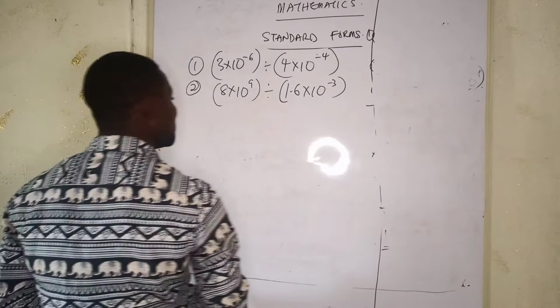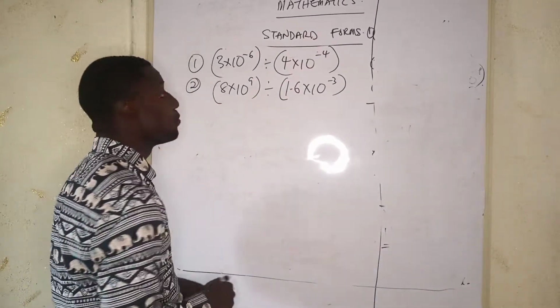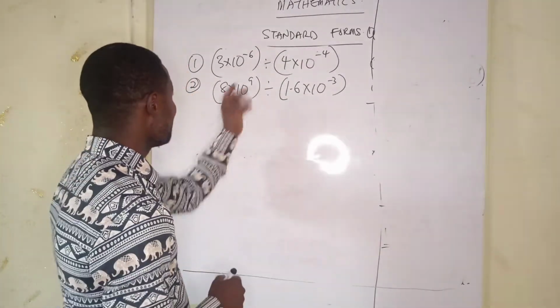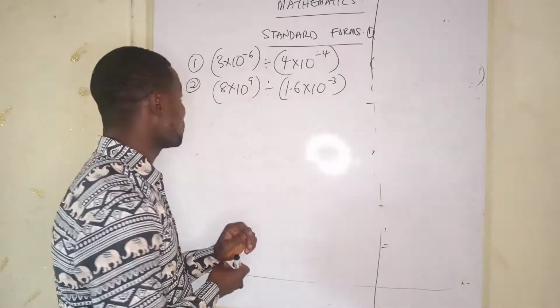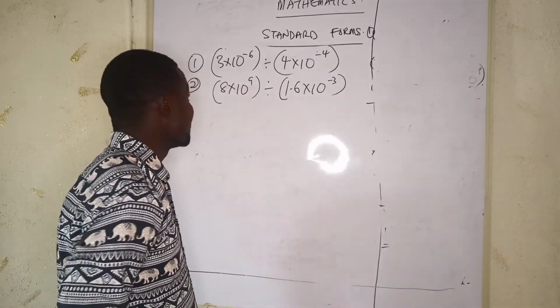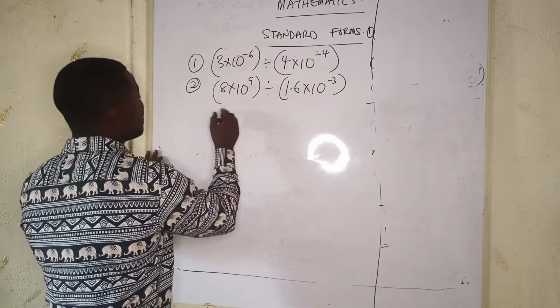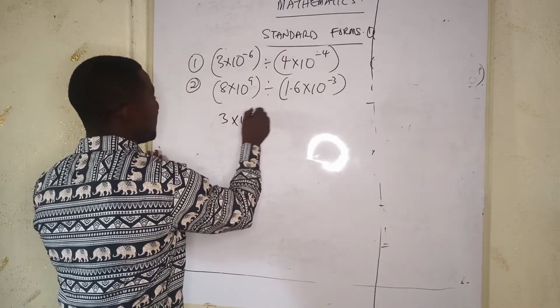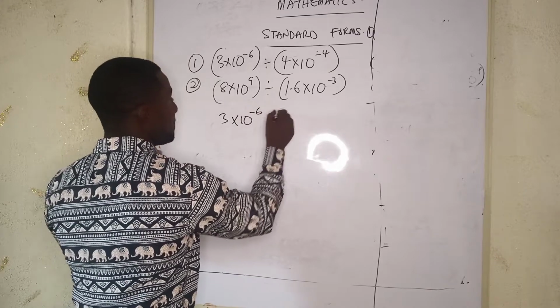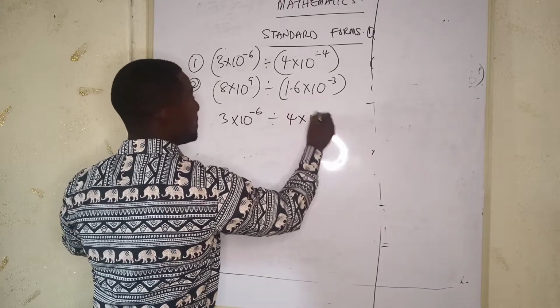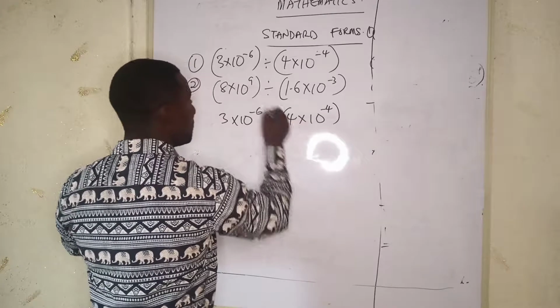Okay, these are the 2 questions we'll be looking at. And I believe, like I said earlier, at the end of these 2 questions, we should be good with standard form. Okay, let's take the first one: 3 times 10 raised to the power minus 6 divided by 4 times 10 raised to the power minus 4.